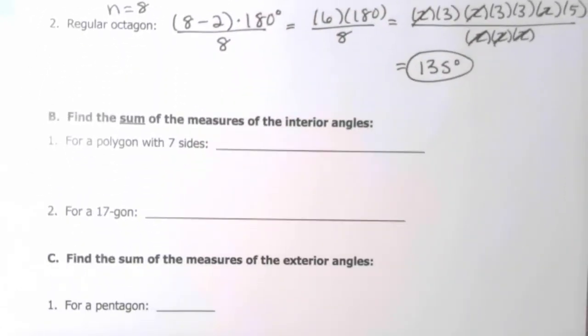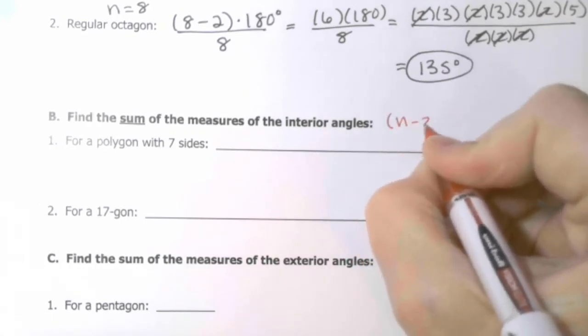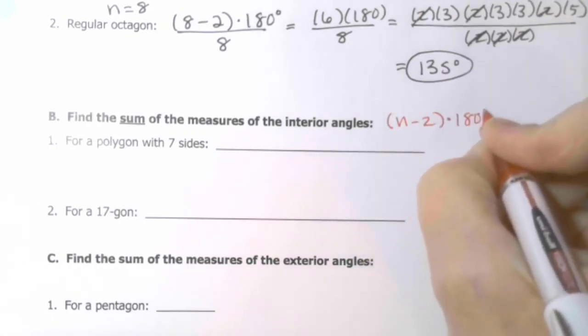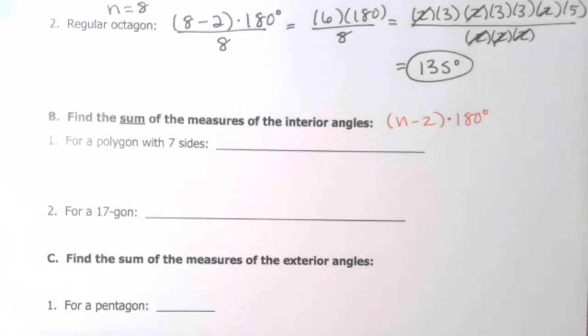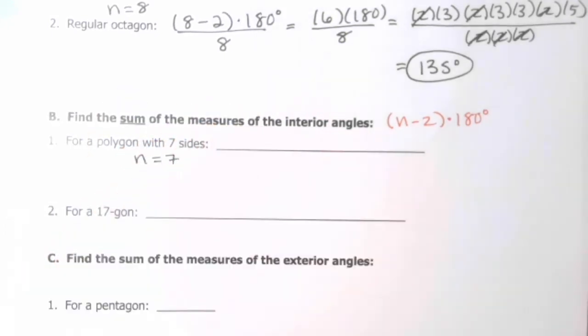Okay, part B of the practice. Find the sum of the measures of the interior angles. So this time we want the sum of all of them. So first thing you should do is write your formula, n minus 2 times 180 degrees. And this formula, it can be regular or not regular. It still works. So number 1, the sum of the measures of the interior angles of a polygon with 7 sides. So n equals 7.